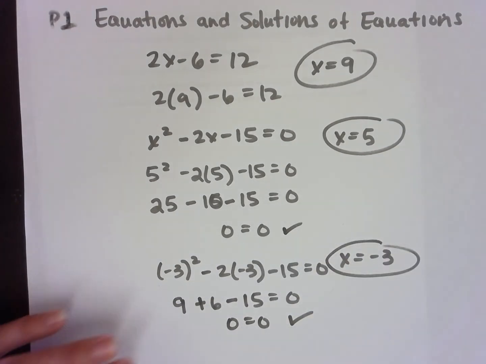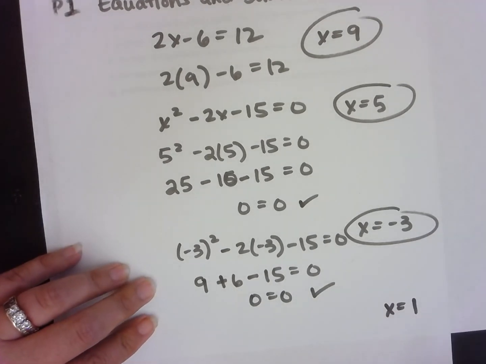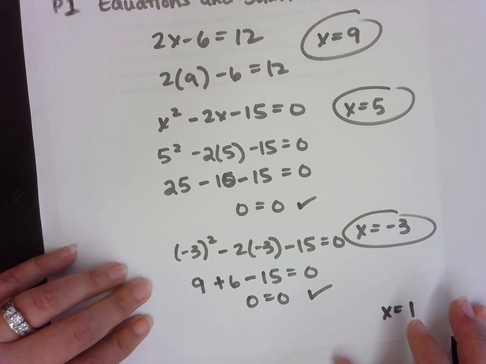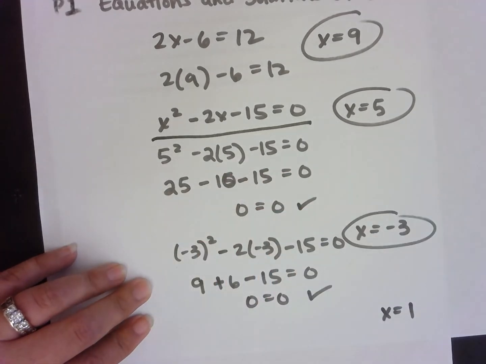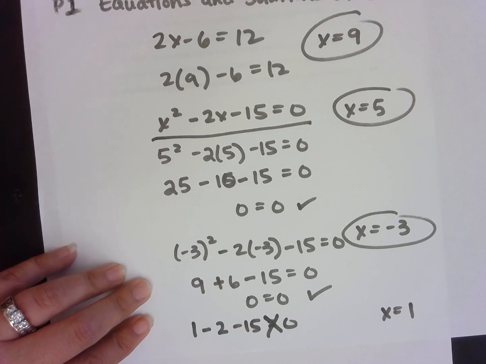If I try any other number for x, let's just try x equals 1 for instance, then I plug x equals 1 into this equation right here. Then I get 1 minus 2 minus 15 equals 0, and this is not true, right? So you're going to have to take my word for it right now, but x equals 5 and x equals negative 3 are the only two numbers that, when I plug them into this particular equation, make it true. That makes them solutions to this equation.